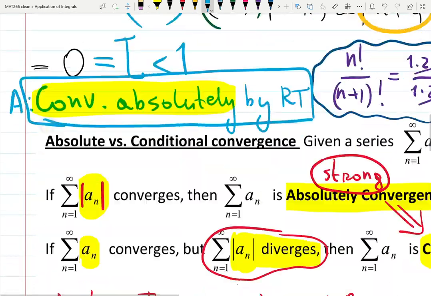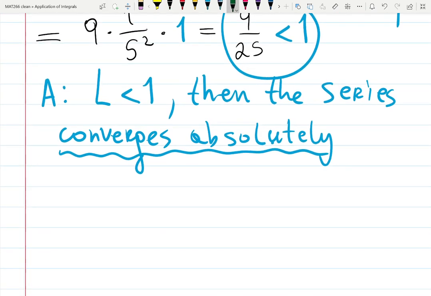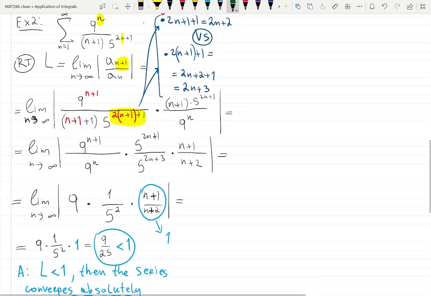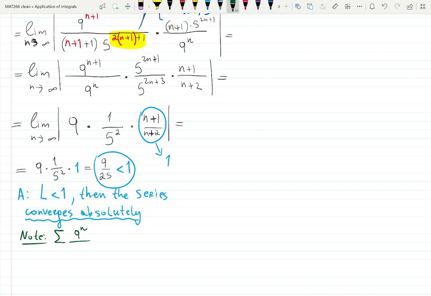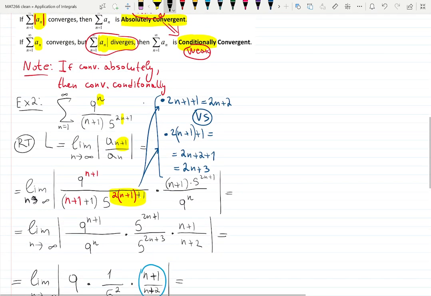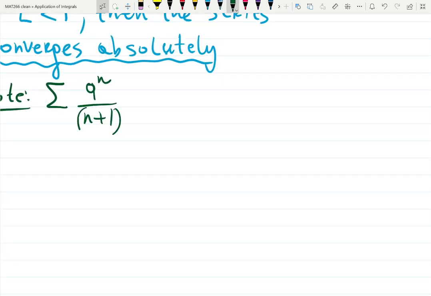So let me once explain it to you. Usually we don't ask these questions in the homework, but note, the series, what was the original one? 9 to the n over n plus 1 over 5 to the 2n plus 1. Put absolute value, so this one converges.